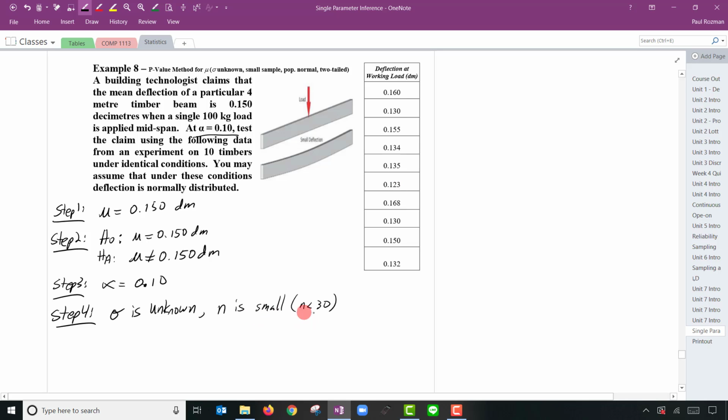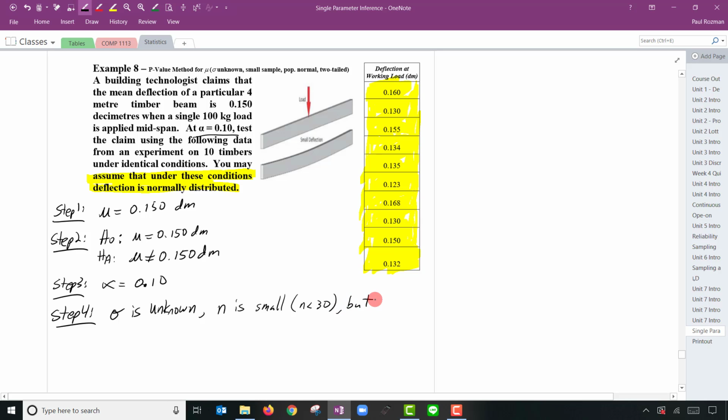When you have a small sample size and you don't know what sigma is, you might not be able to do it at all. You need one more thing to be true. You need this data to be normally distributed, or at least roughly normally distributed. And it's really hard to tell if data is normally distributed when you only have 10 values. So hopefully we know something about the situation that would make us believe that, yeah, this data should be normal. And in this case, it told us. We may assume that under these conditions that we have normal distribution.